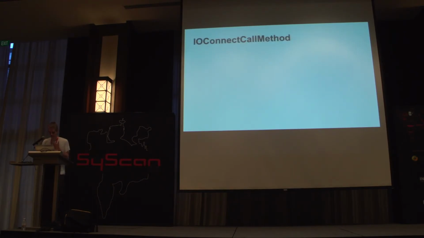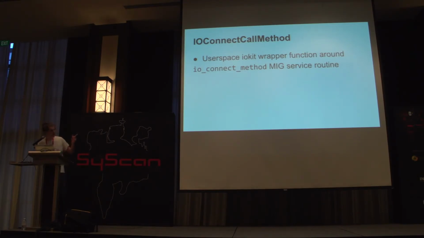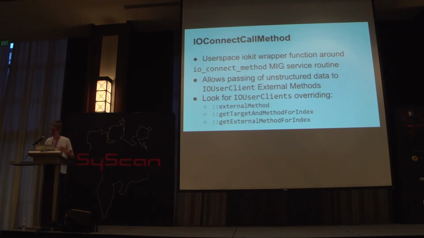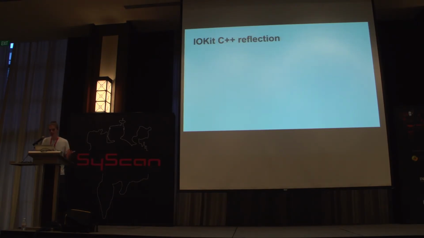So the first type, external methods. From user space, we call this wrapper function IOConnectCallMethod. As we saw before, this is really just a wrapper around one of these MIG auto-generated serialization methods. In particular, this is a wrapper around IOConnectMethod, and this allows us to pass unstructured data to IOUserClient external methods. So if you're looking at iOS or OSX drivers and you want to find where this data will be passed to the user client, you're looking for one of these three methods: externalMethod, getTargetAndMethodForIndex, or getExternalMethodForIndex.